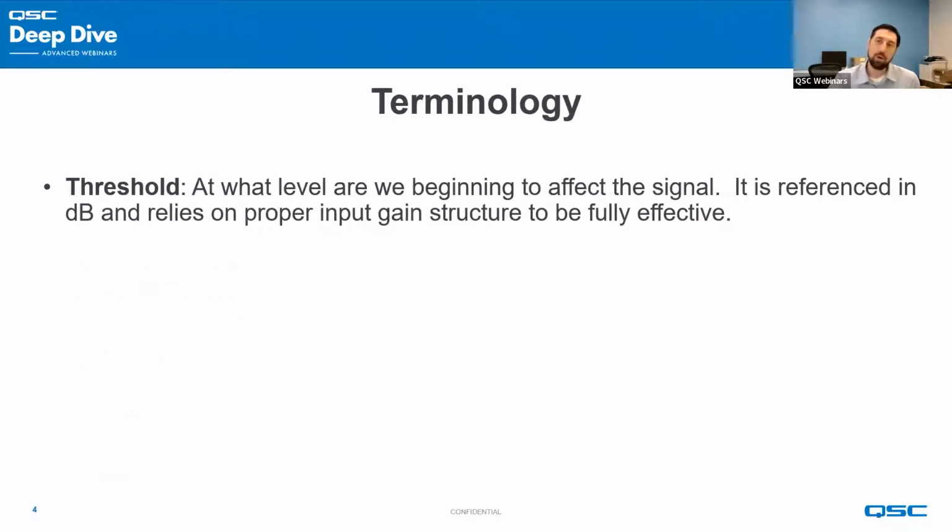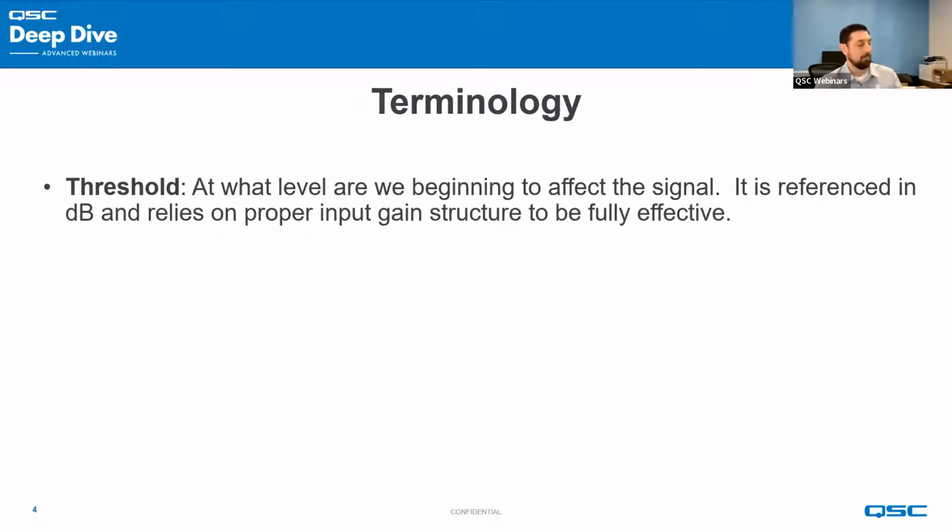The first thing we want to do is go over some terminology. As we go through these blocks and start digging into their controls and what they do, we need to understand some of these basic terms before we move through them. First thing we're going to talk about is the threshold. At what level are we beginning to affect the signal? This is referenced in dB, or decibels, and this all relies on proper gain structure to be fully effective.